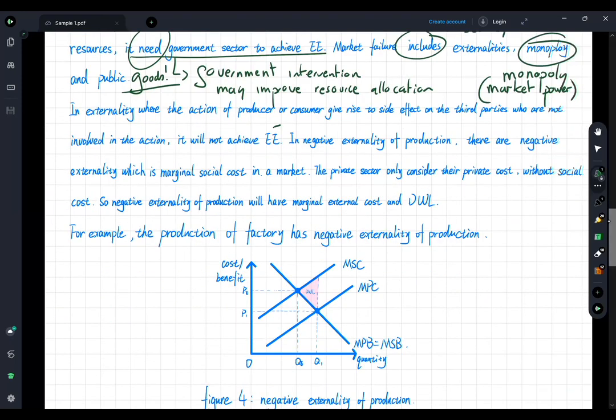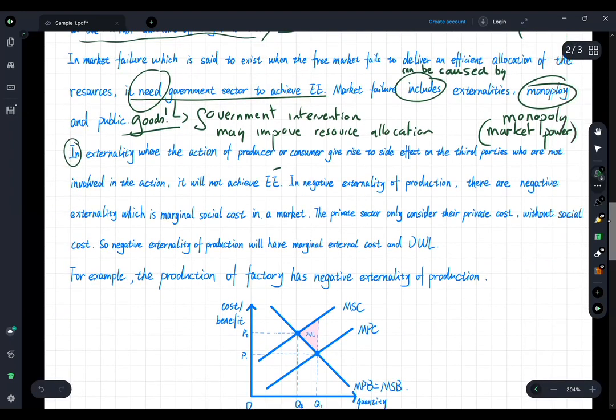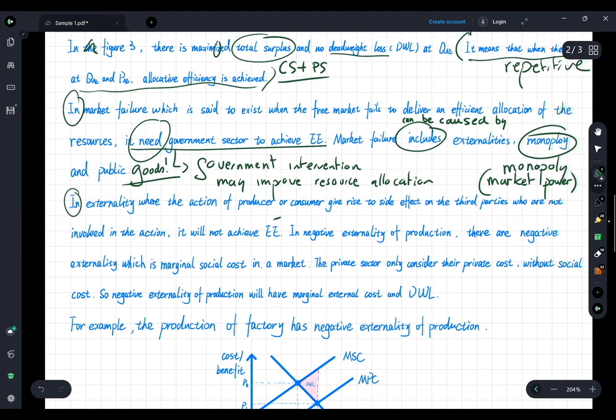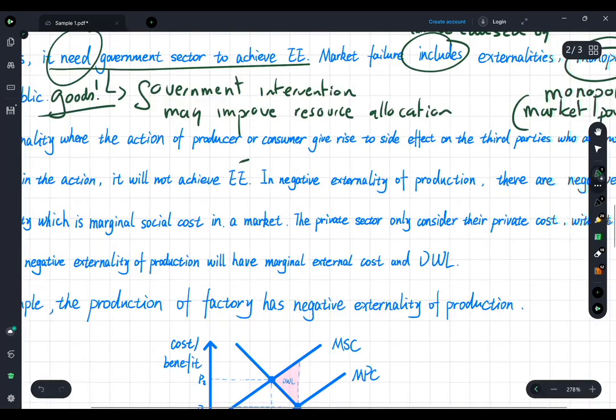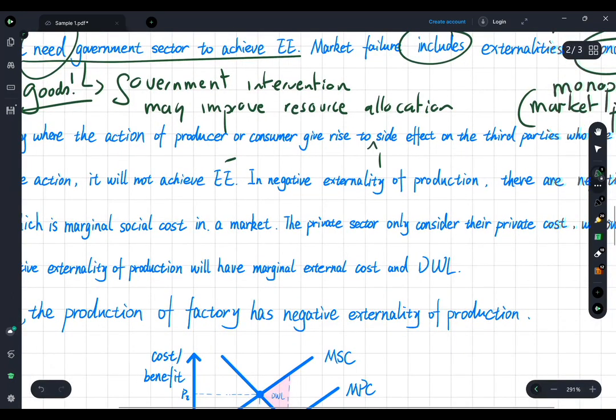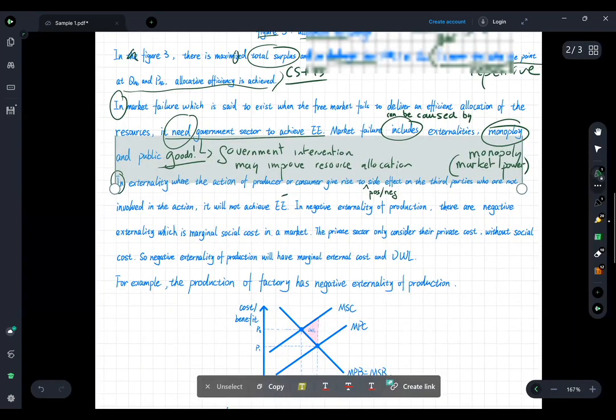In externality, okay, I don't really understand why the student has used "in" at the beginning of the sentence. All right, but it's no big deal. So in externality, where the action of producers or consumers give rise to side effects on third parties who are not involved in the action. Okay, so it's a relatively good definition. We could add positive or negative side effects, so replaced by a cost or a benefit, but overall this is a relatively good definition.